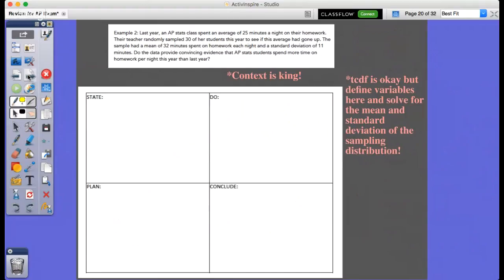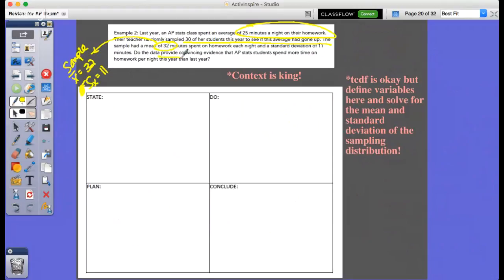This time we're going to look at this. Last year, an AP Stats class spent an average of 25 minutes a night on their homework, okay? Their teacher randomly selected 30 of her students this year to see if this average had gone up. The sample had a mean of 32. So, by the way, this is from my sample, okay? So this would be my estimate. So this would be my X bar that's here, okay? So that equals 32. That's the average. And a standard deviation of 11 minutes. So there's our standard deviation from our sample, right? Is 11 minutes. Okay. That's important stuff to kind of get down there.